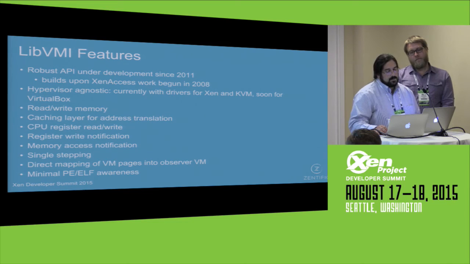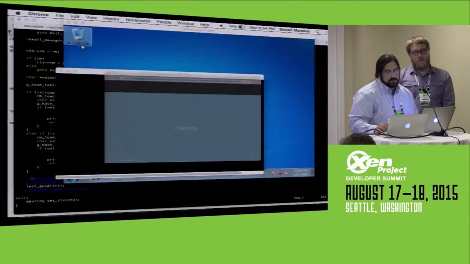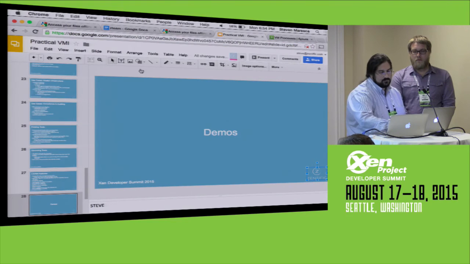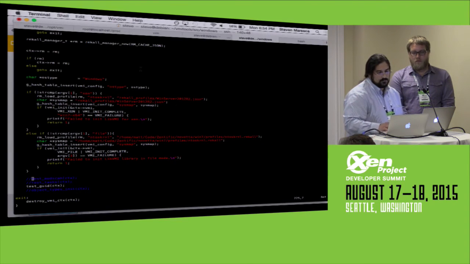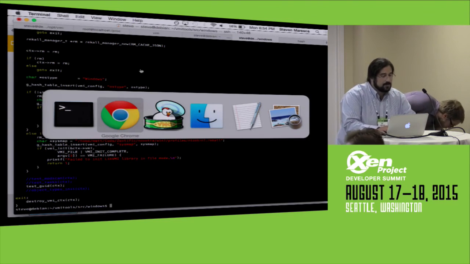Now, actually making use of this is really where I think it's helpful to have some demos, so that's what we have here. Did that come up clearly?